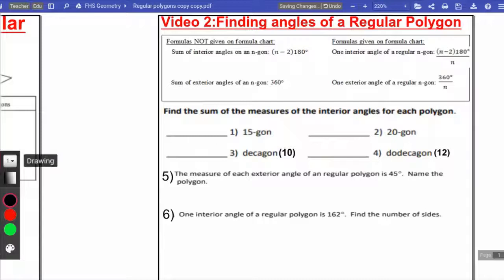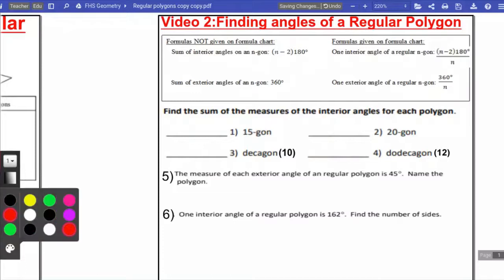In video 2, we will discuss finding angles of regular polygons. Okay, so how do we go about doing that? First, we need to discuss these formulas. You see 4 formulas right now on your paper.